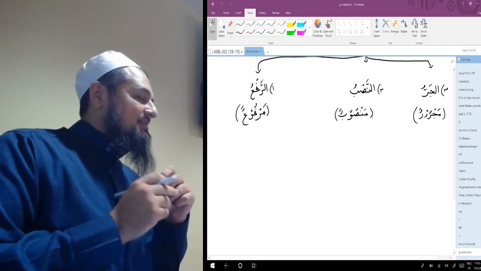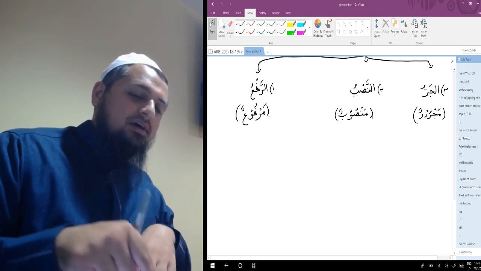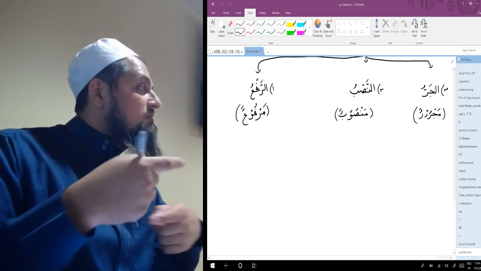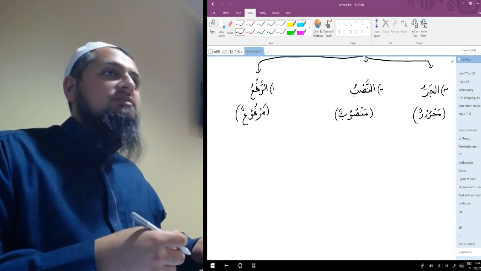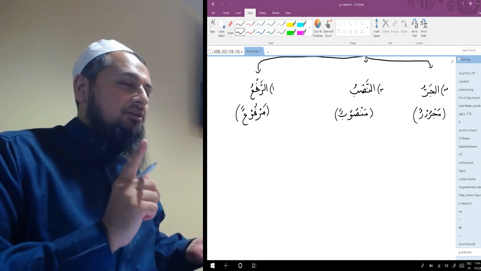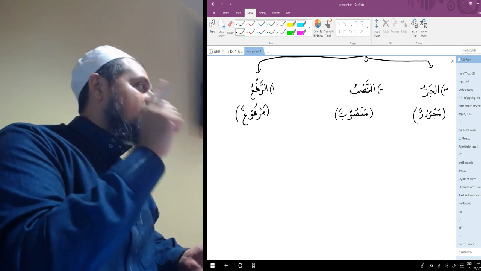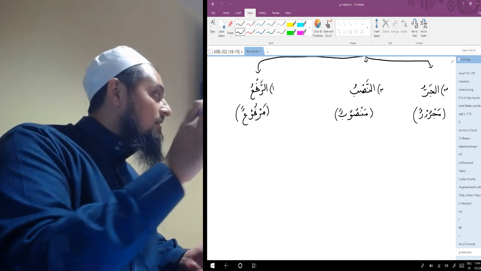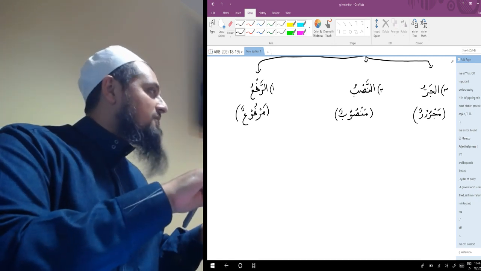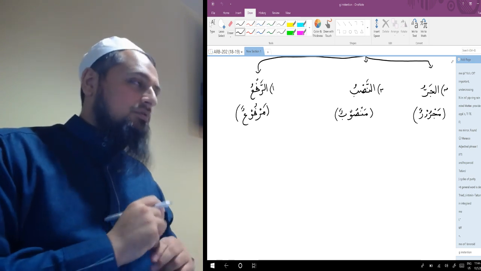My thing is that what we're going to do is we're going to recognize what the noun looks like in the state of rafa', nasab, and jar. And then the reasons why they're marfu' or mansub or majroor, that's what we're going to be learning throughout the rest of the book. That sort of makes sense? So all we're learning how to do is identify what a noun looks like in the state of rafa', in the state of nasab, in the state of jar. Why the noun is in that particular state is what we're going to be studying Arabic grammar for. And this is only for nouns. Only for nouns.